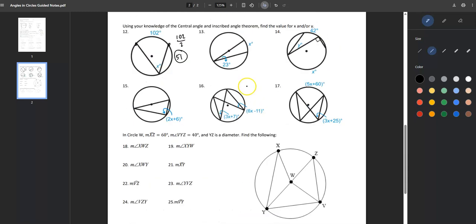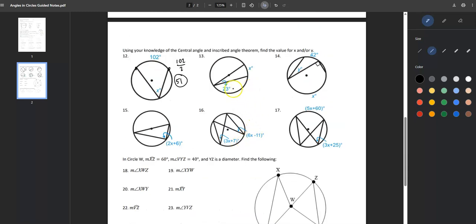Okay. This one again is an inscribed angle, so this angle's half of that arc, but I don't know the arc, so it's double. So I go 23 times 2, and that would give me 46, and that would be what that angle would be.